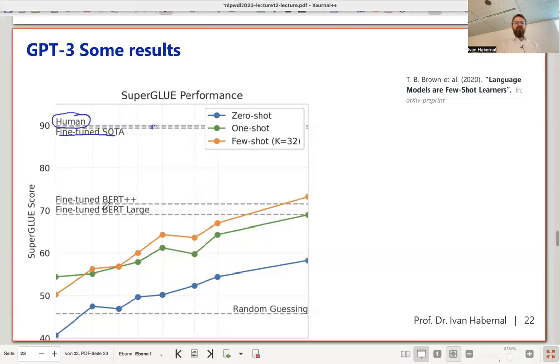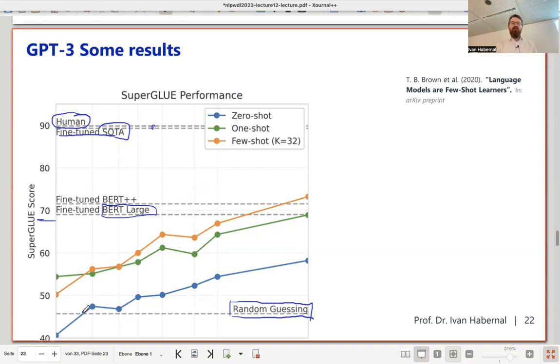If you fine-tune BERT large, the question is what was SOTA? I don't know what the model was, but BERT large we know. BERT large is actually not that great on SuperGLUE. You have some 70% score. Also, a very important baseline all the time is random guessing. If you guess randomly what the answer is, you are at not 50%, but in this case below 50. And again, we have zero shot, one shot, and few shot.